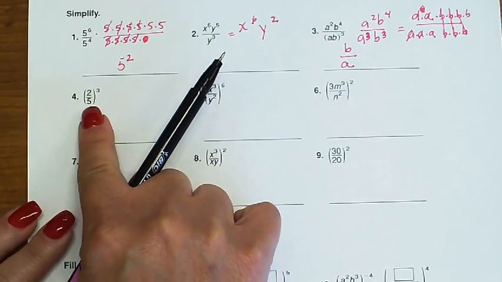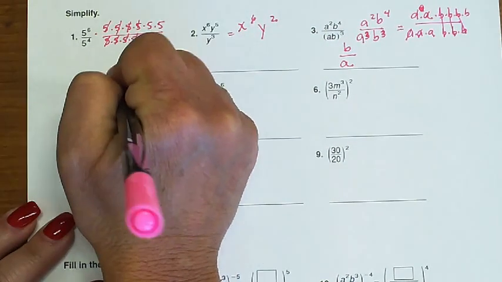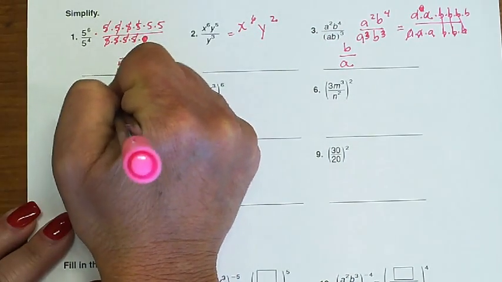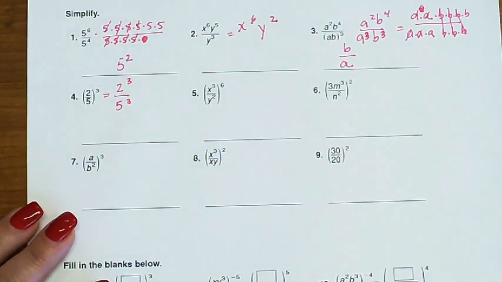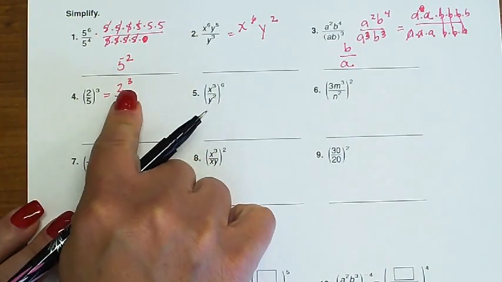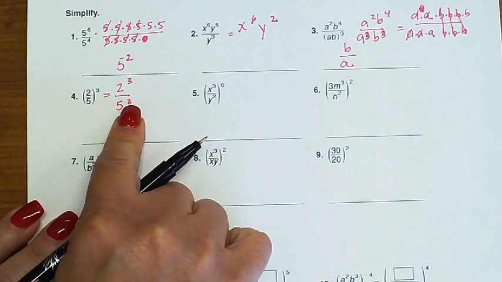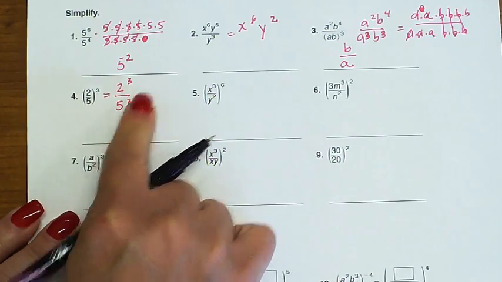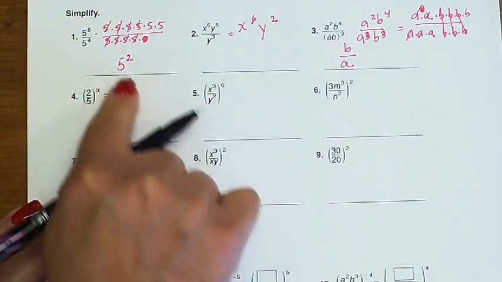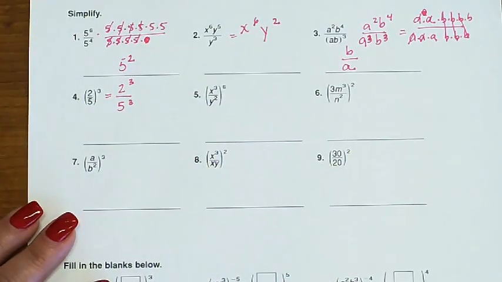Okay, let's look at this one. We've got 2/5 raised to the third power. So that's the equivalent of 2 to the third divided by 5 to the third. Now, you could technically go ahead and say 2 to the third is 8, 5 to the third is 125, and that's perfectly fine, but we're working with exponents right now, so I'm just going to leave it like this.